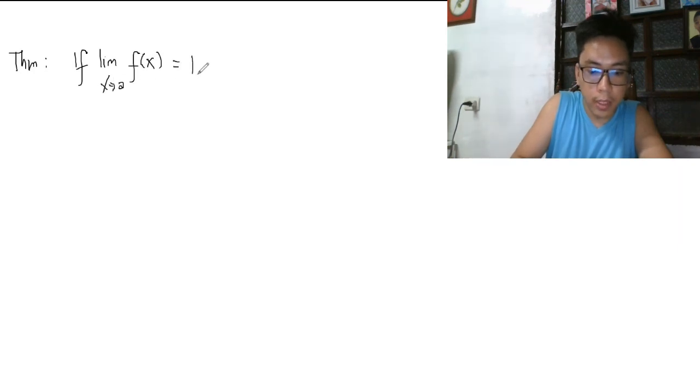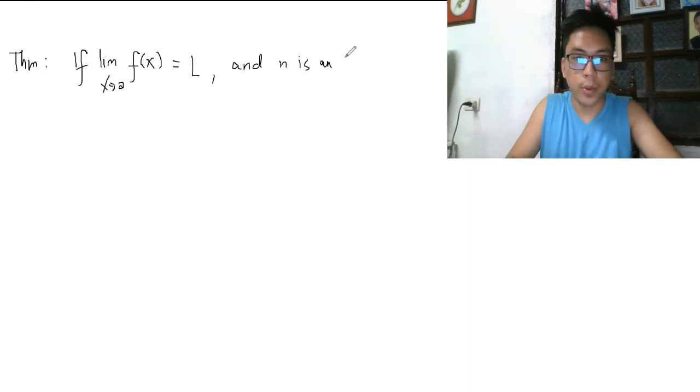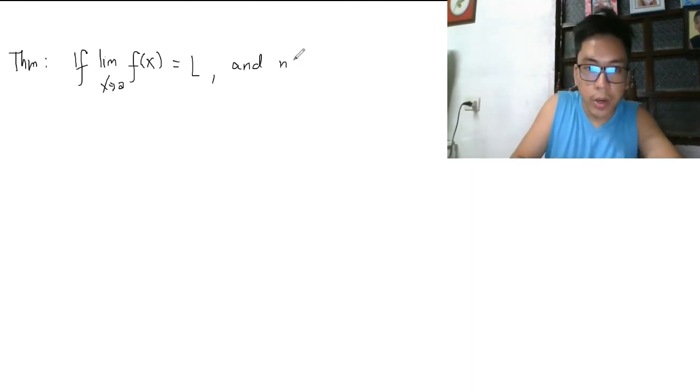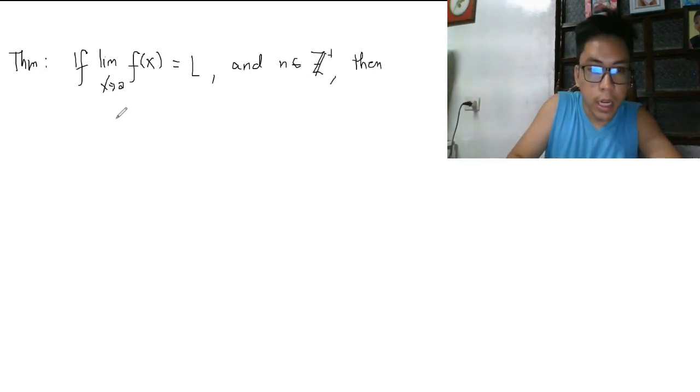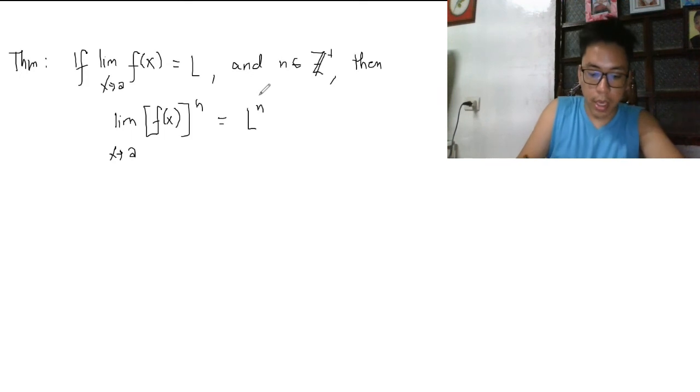Here, the first theorem says that if the limit of f of x as x approaches a is L, and n is any positive integer, then the limit of f of x raised to n as x approaches a is L to the n. And this is theorem 1.